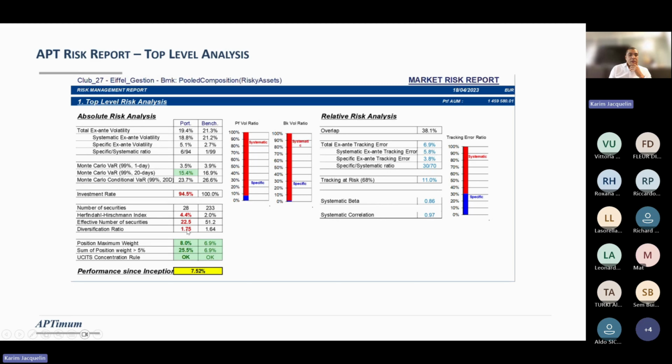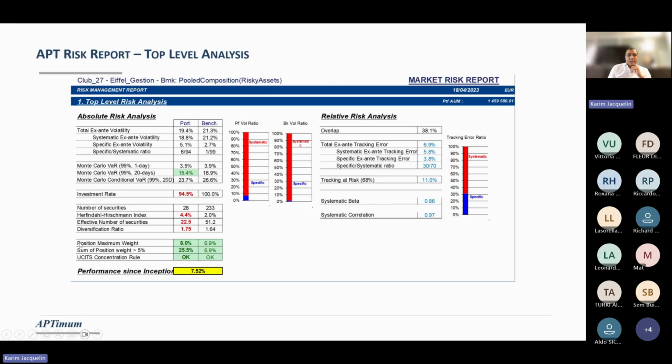So 1.7 is a good diversification ratio. I would say that you should aim to have a diversification ratio of more than 1.5. It means in this case that the sum of the parts is 75% higher than the true volatility, which is good. So the 75% is a diversification benefit.